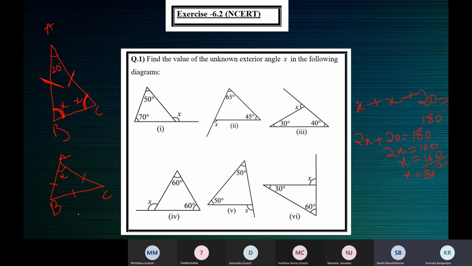Yes, ma'am. You have marked all the three sides to be equal. Nandana, what's your answer? It is 60, ma'am. Correct. Yeah, you're right. Both of you are right. x is equal to 60 degrees.